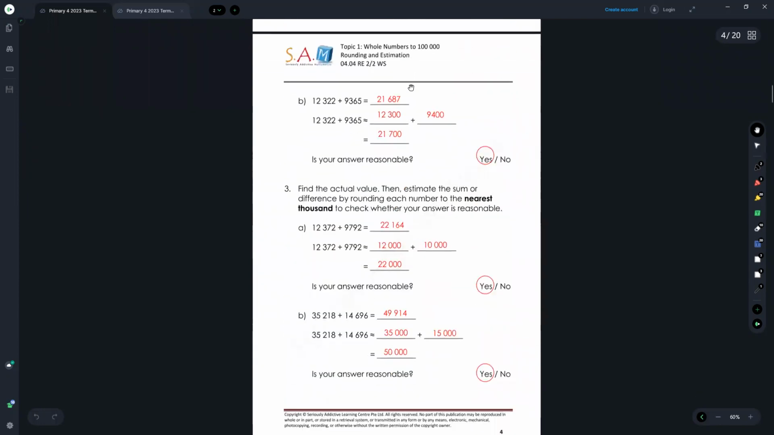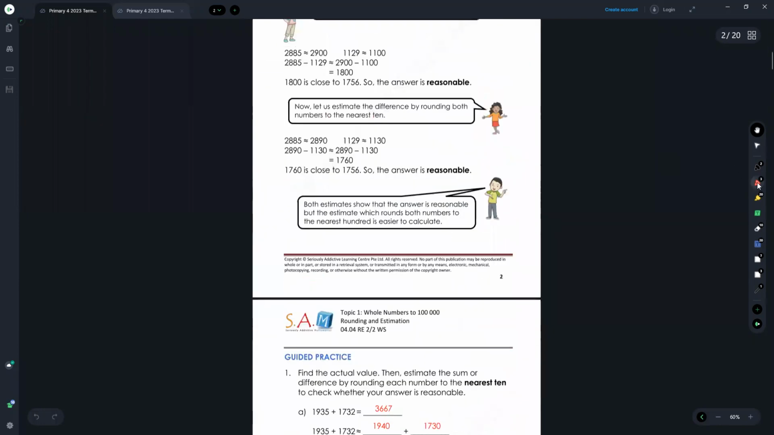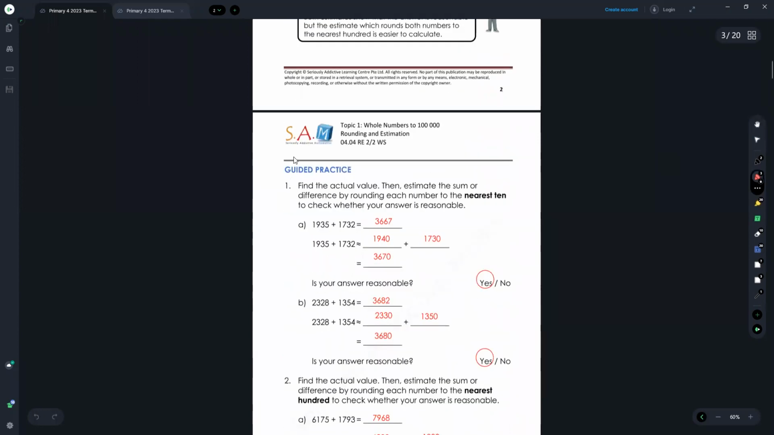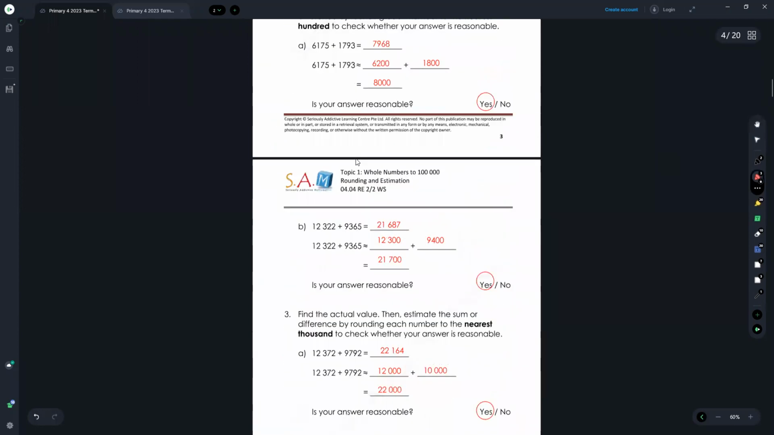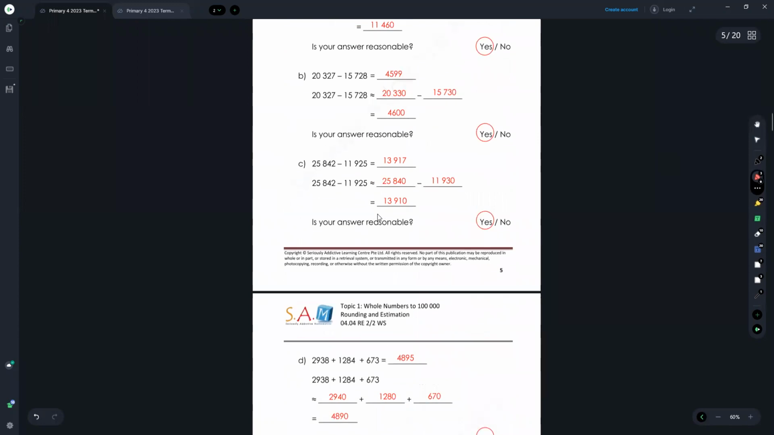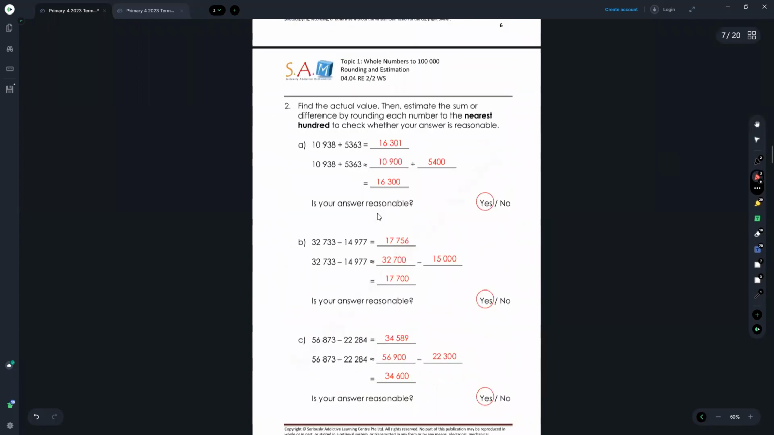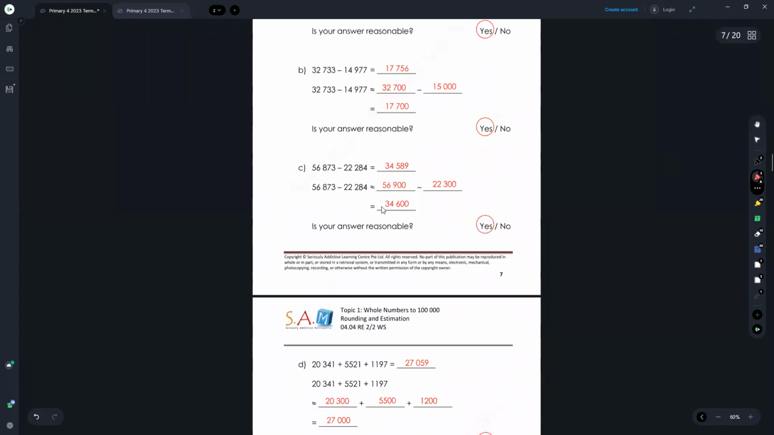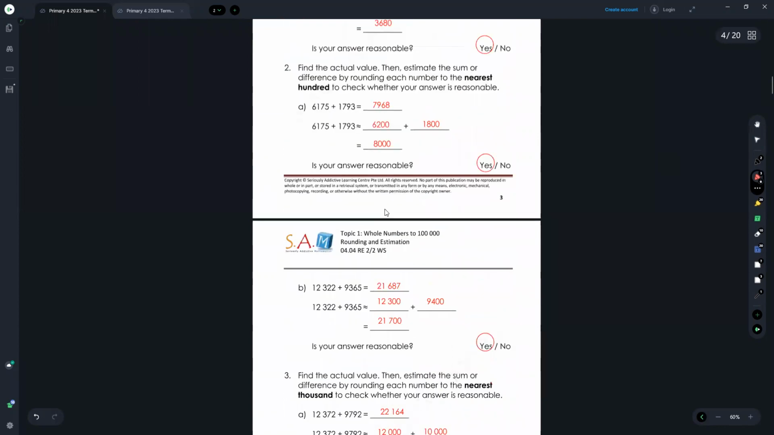Perhaps pay particular attention to question 3, in which you have to show them how to check whether the answer is reasonable or not, okay? And then I would say skip a lot of these kinds of questions here, because they're repetitive. It's what they have already done here.